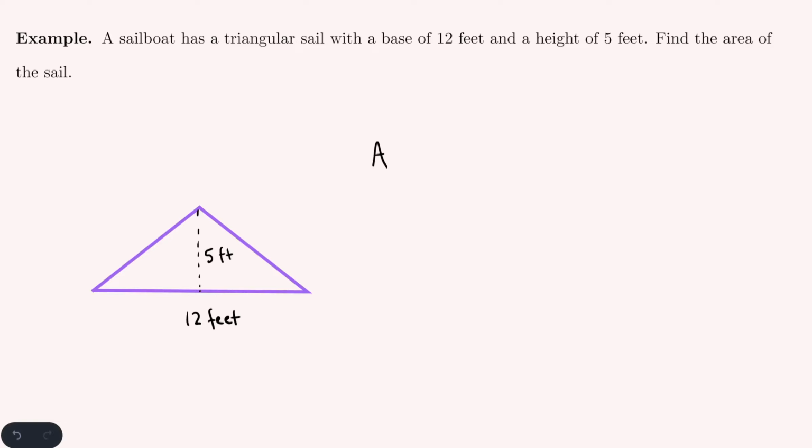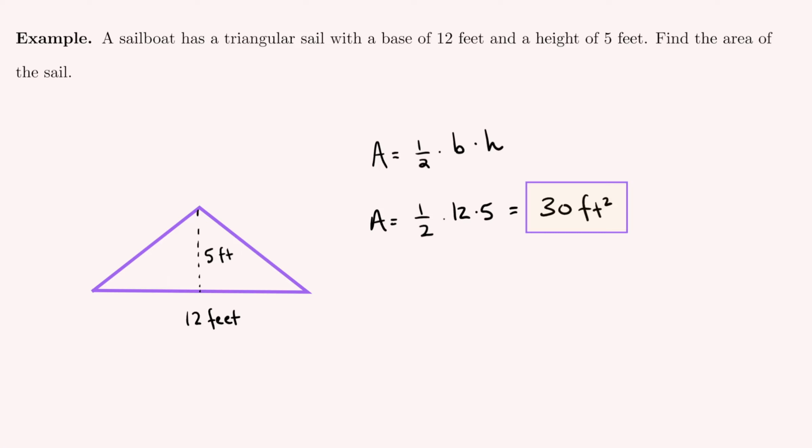We know the formula for the area of a triangle is 1/2 base times height. So that'll be 1/2 times the base of 12 times the height of 5. And that'll get us exactly 30 feet squared.